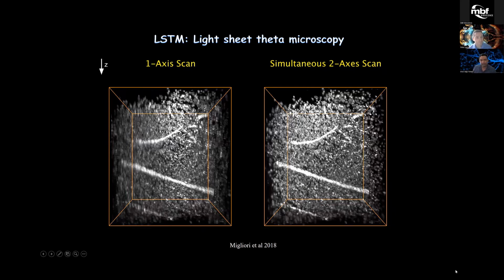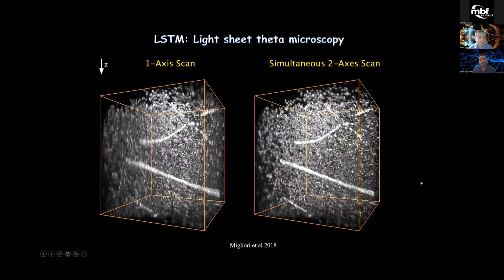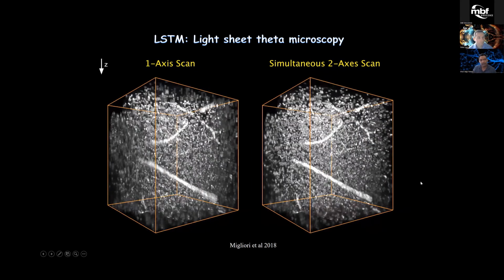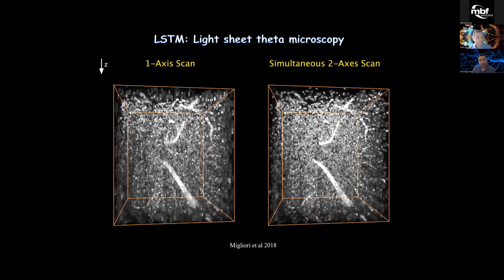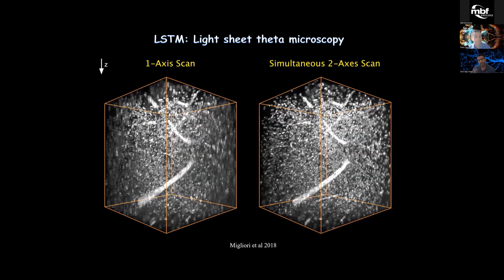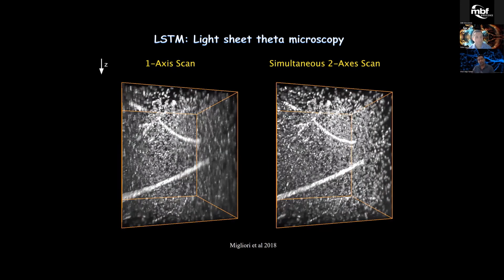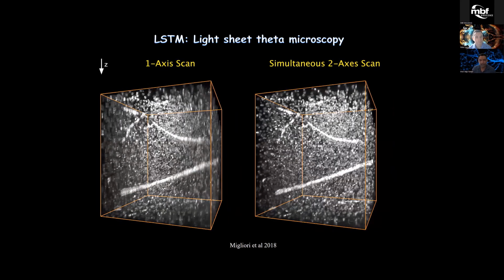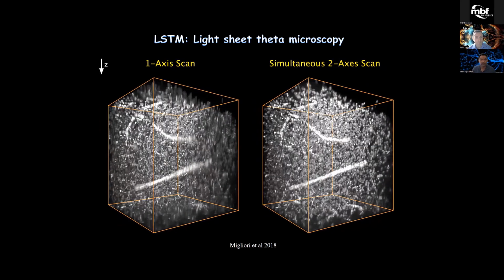Whereas in the simultaneous 2-axis scan, we can make sure we get uniform quality throughout the volume that we are trying to image. So we get a very good optical sectioning or axial resolution throughout the volume.